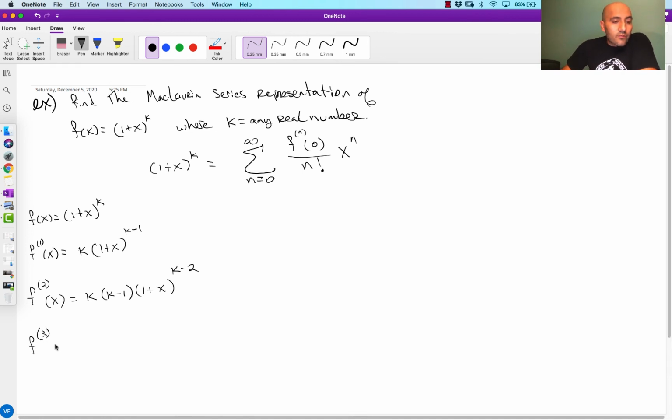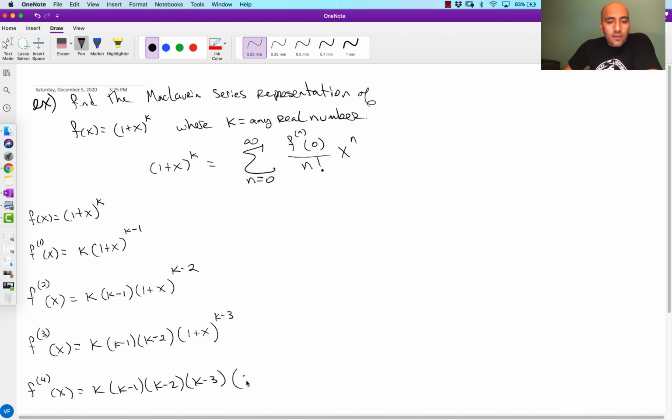The third derivative with respect to x is going to be equal to k times k minus 1 times k minus 2, bringing that exponent out in front as a factor, times 1 plus x to the power of k minus 3. And then the fourth derivative is equal to k, k minus 1, k minus 2, k minus 3, and 1 plus x to the power of k minus 4.